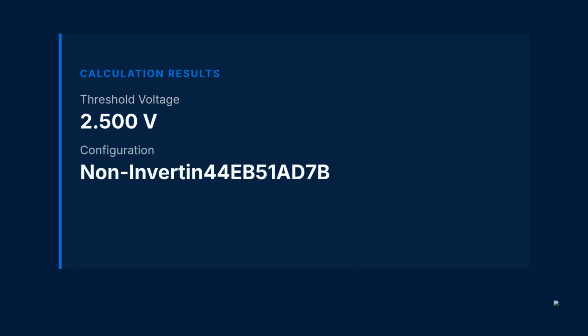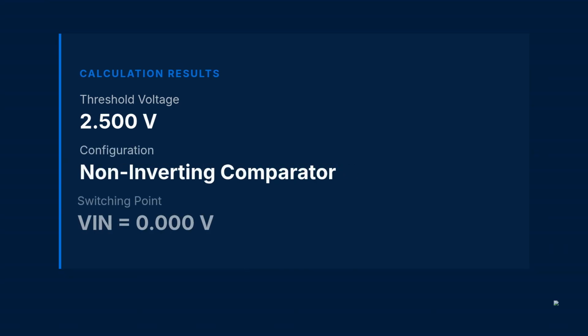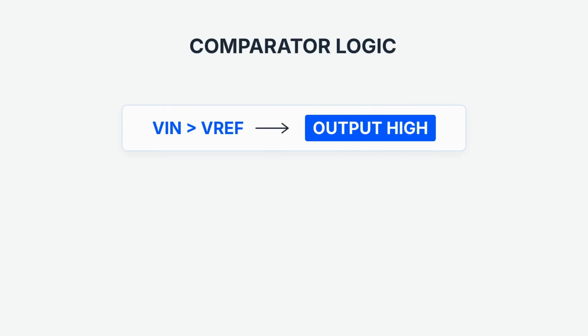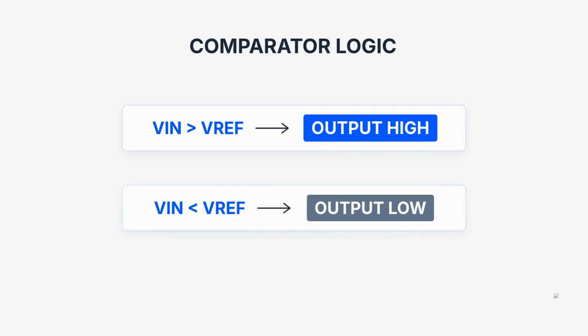After clicking Calculate, the results show threshold voltage equals 2500 volts. Configuration is non-inverting comparator. Switching point occurs when VIN equals 2500 volts. And the output switches high when VIN exceeds VREF, low when VIN falls below VREF.